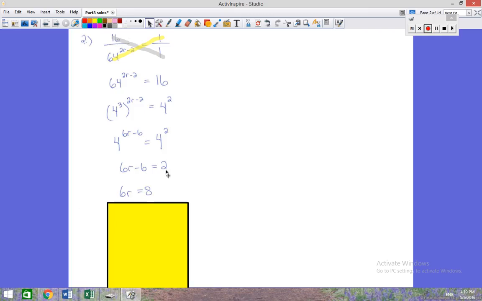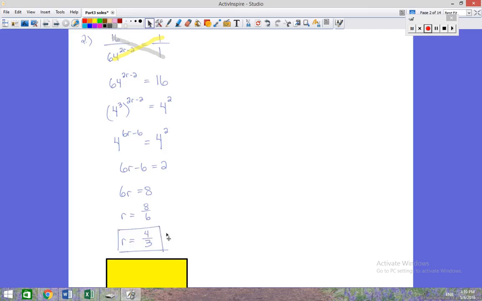When I add 6 to both sides, 2 plus 6 is 8. When I divide by 6, I get a fraction, 8 over 6, but I notice that those are both even numbers. I can reduce that fraction, and my final answer is 4 over 3.